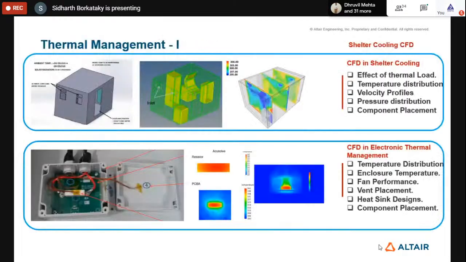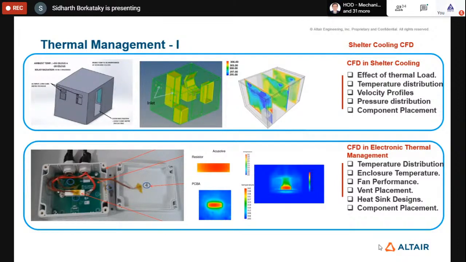Now I'll talk about some of the work done by some leading organizations in the electronics industry. As you can see, the first one is shelter cooling. Shelter cooling is a very important part of our defense industries.